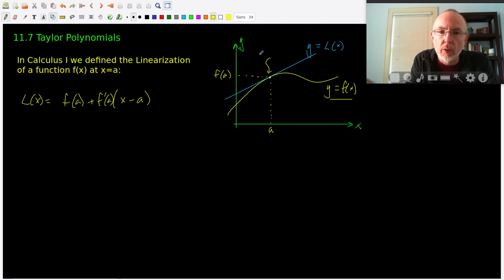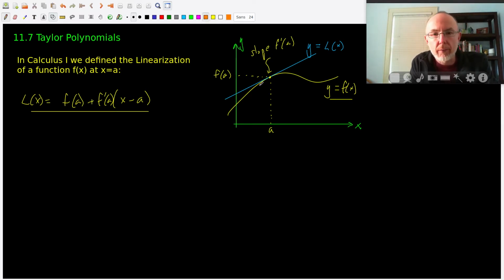So the curve, the yellow curve, has slope f prime, right? The derivative is the slope. And so this is the equation of a line with the slope f prime that passes through the point a, f of a. We called it a linearization in Calc 1. Well, our job now is to go to the next level.